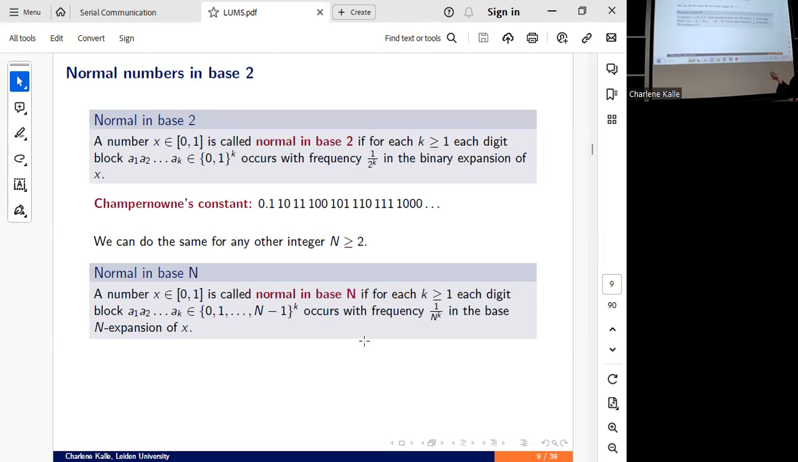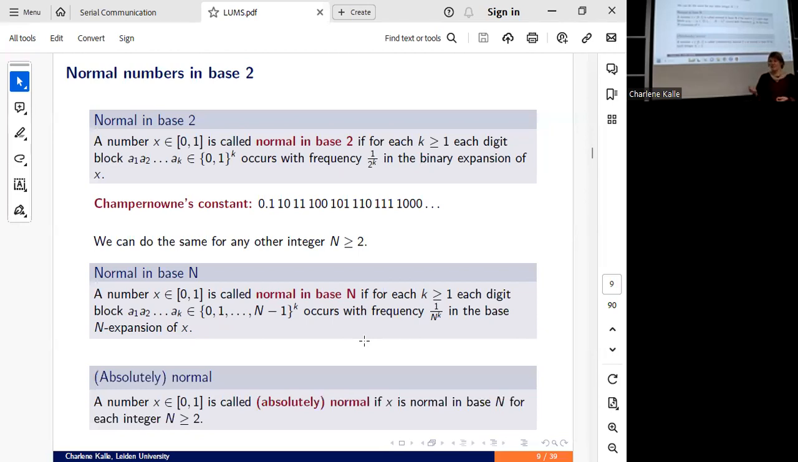So for any integer n bigger or equal to 2, we can define something which is normal in base n. And that says that for each length k, each block of digits a1 up to ak occurs with frequency 1 over n to the k in the base n expansion of x. So for any n, we have a definition of normality. And then we call a number absolutely normal if it is normal with respect to all integer bases. So this is an even stronger property. Yeah, so this is the definition of normal number, or absolutely normal number.